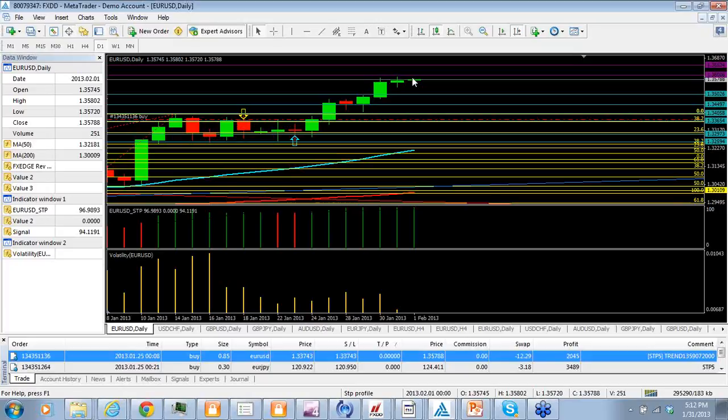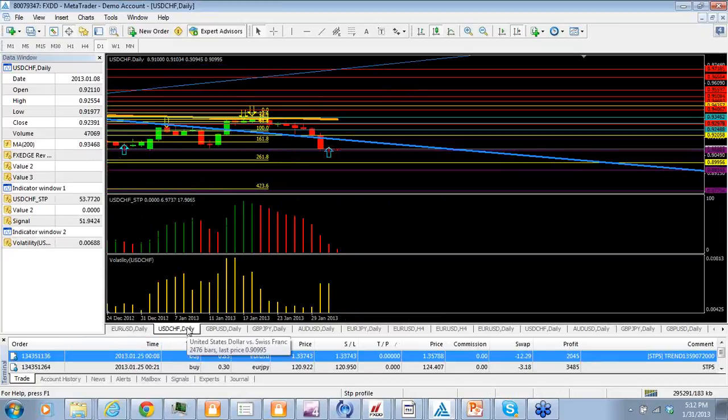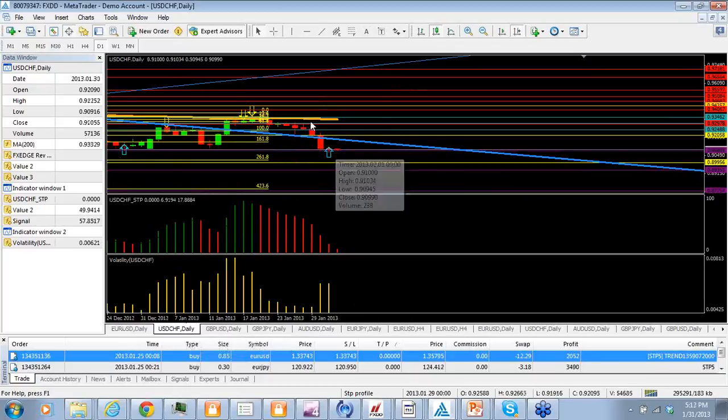Therefore, our bias will always be to the upside until we know that we're in a consolidation or we see a determined reversal here, and we don't have either one. Okay, so the dollar Swiss. Dollar Swiss was an interesting one as well. Very same pattern, very similar, I should say.